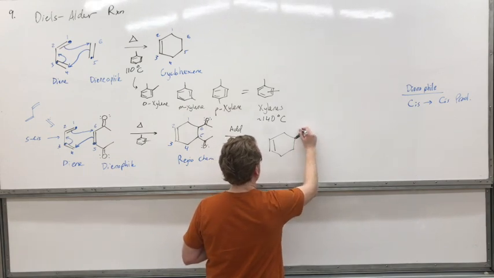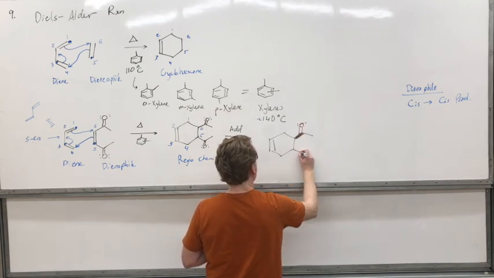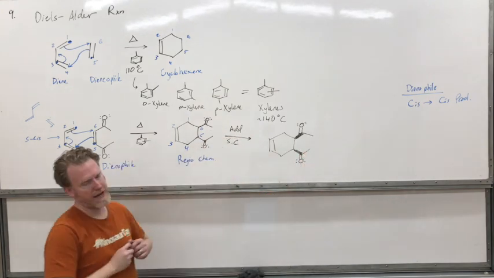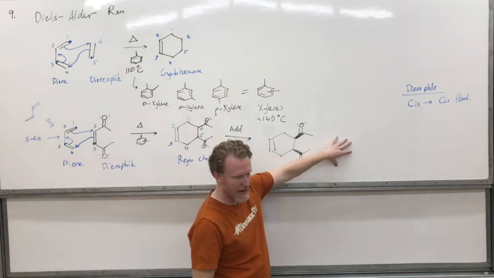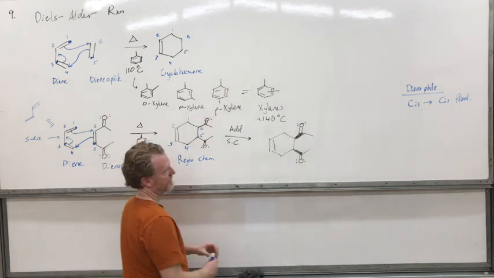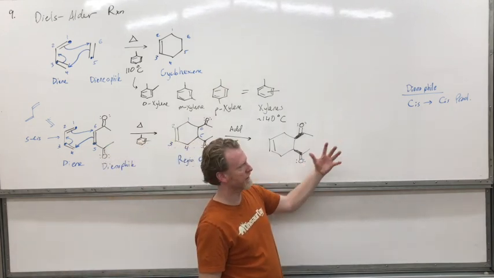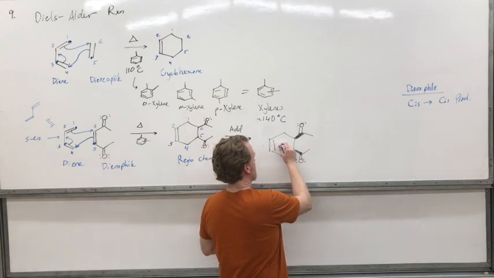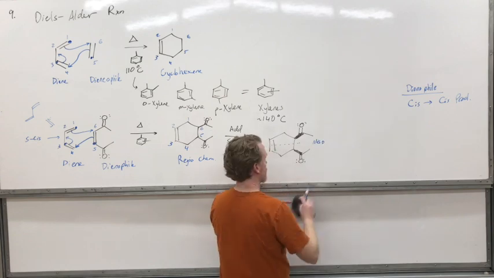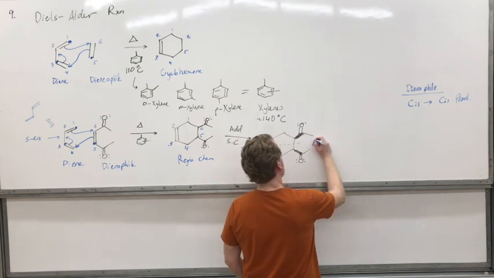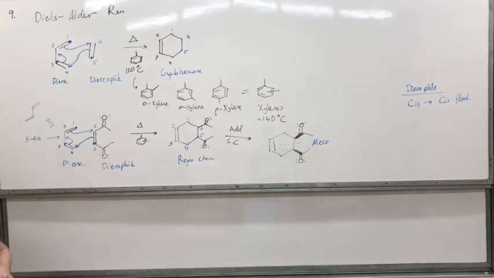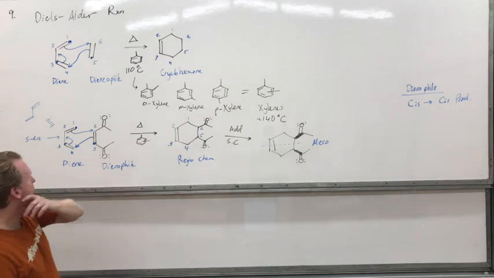I can draw it wedged like that, or I could have drawn it dash dash, but I wouldn't draw both because this is meso, and if I said plus the dash dash molecule, that implies I don't know what's going on. This has an internal plane of symmetry, it's meso. When you flip it over, it'll look exactly like that. It'll look dash dash. All right, so there's one dienophile with some stereochem. And now let's try some more.